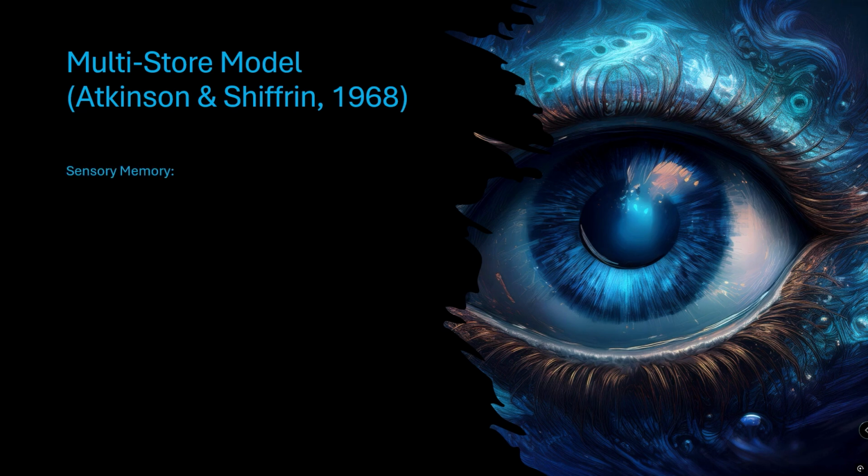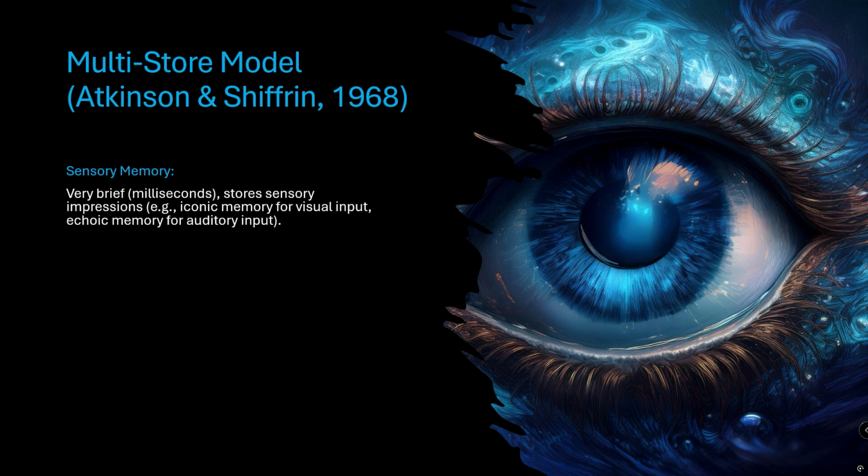So according to the multi-store memory model, there are different storage systems which we use. So starting off with, we have sensory memory, which is memory that is used from just our senses. So very brief, this is up to about a few milliseconds. It stores sensory impressions. Example, iconic memory for visual input, echoic memory for auditory input. So anything that we use our senses to identify with.